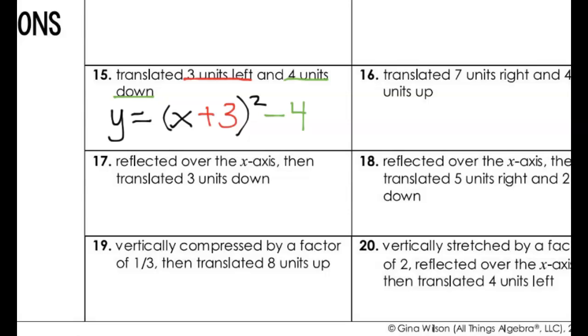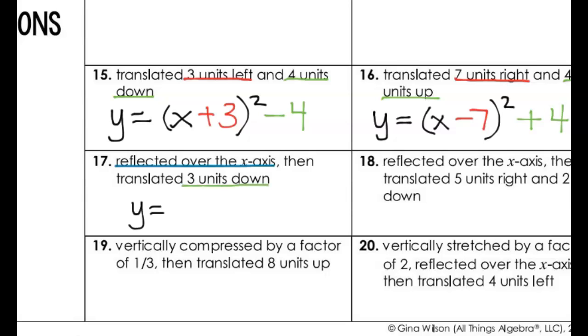So translating it 6 units to the right and up 4, if we think about this, this is going to be x minus 6 squared, and then it's going to be plus 4 because that will shift it up plus 4. The next one you can see has been reflected over the x-axis, which means that the a has to be negative, and then it's translated 3 units down. So we're going to think of this as the negative 1 gets multiplied out in front, and this is going to be x squared, and then the minus 3 is the k.